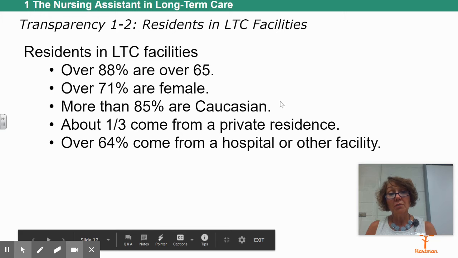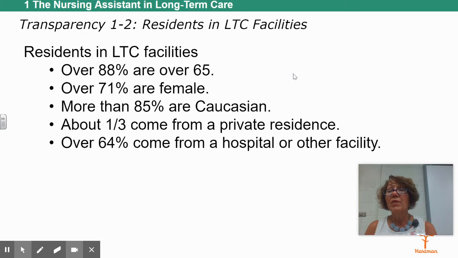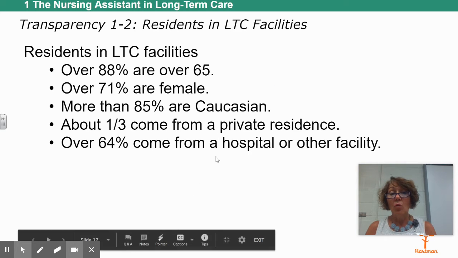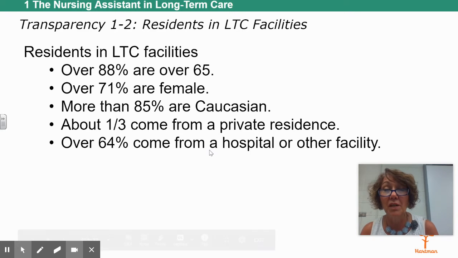Here's just some statistics. 88% are over the age of 65. 71% are female, 85% are white, and a third come from private residence, 64% come from the hospital. So think about that statistic. 6 out of every 10 people that are admitted to the hospital end up in a skilled nursing facility. So do you understand now maybe why people don't want to go to the hospital?